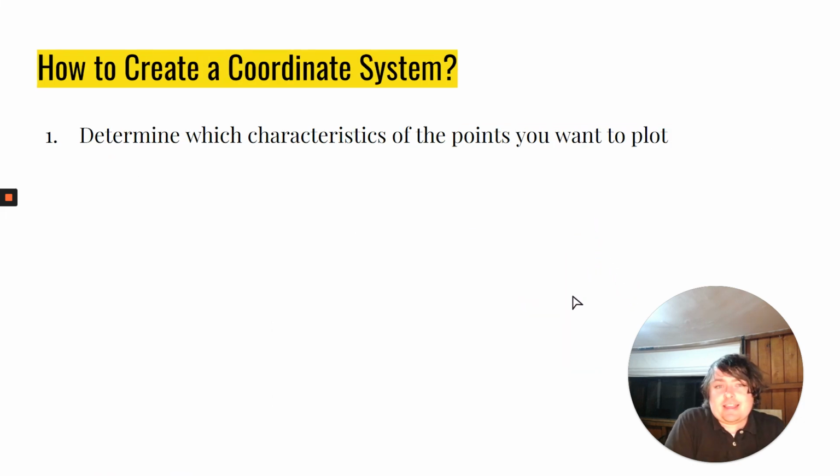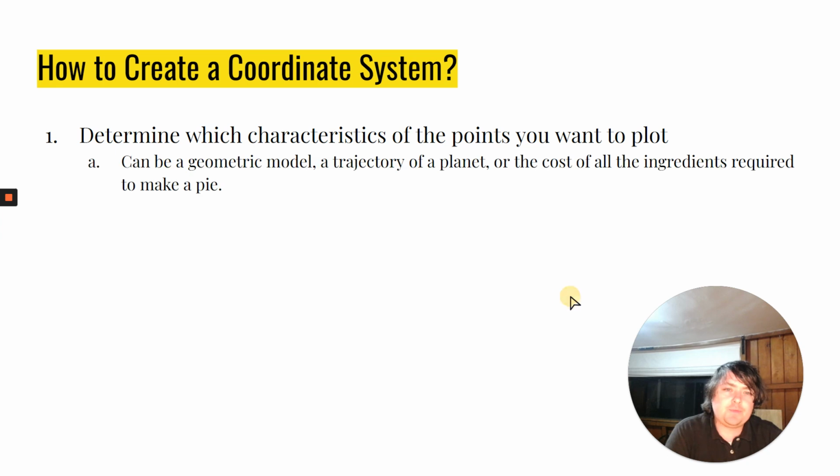So how do you create them? Well, first you have to determine which characteristics of the points you want to plot. So this could be like a geometrical model, so like a sphere or a cone. It could be things like a trajectory of a planet, or even the cost of all the ingredients required to make a pie.